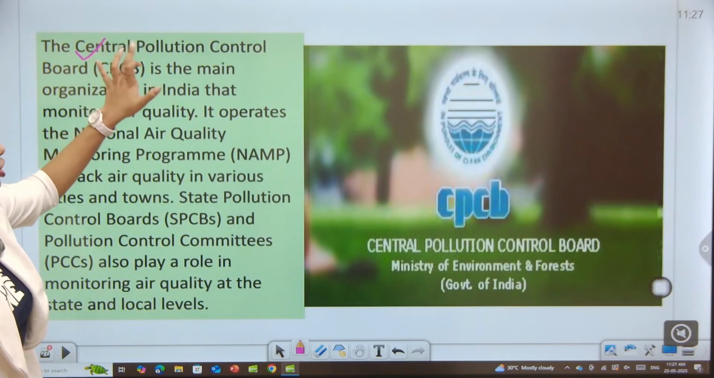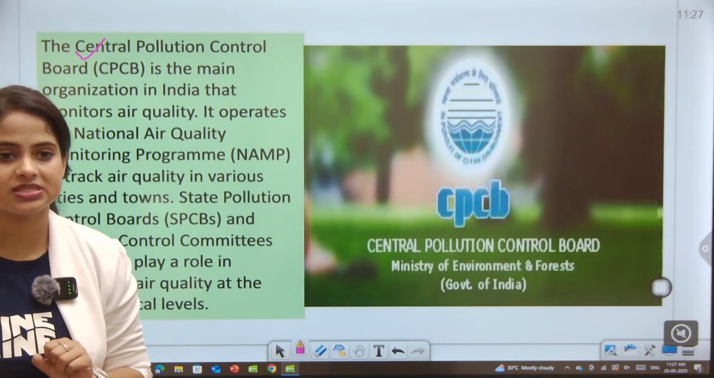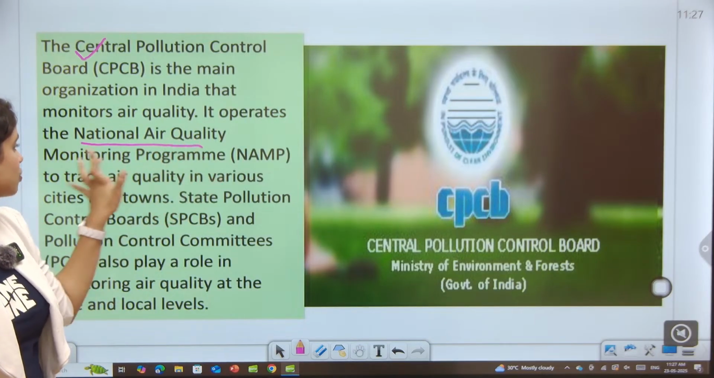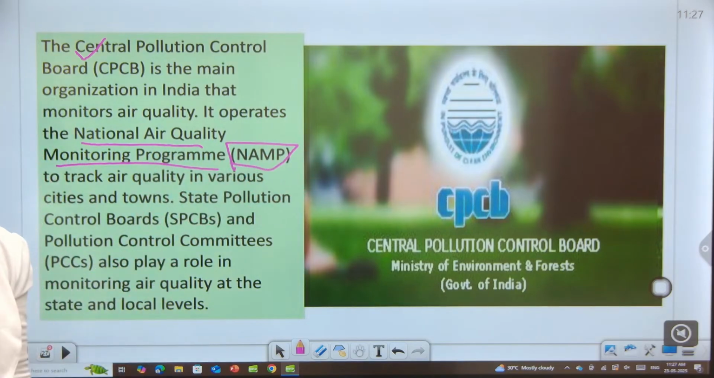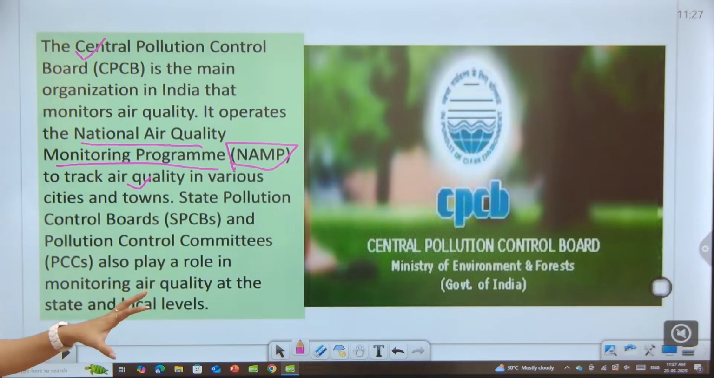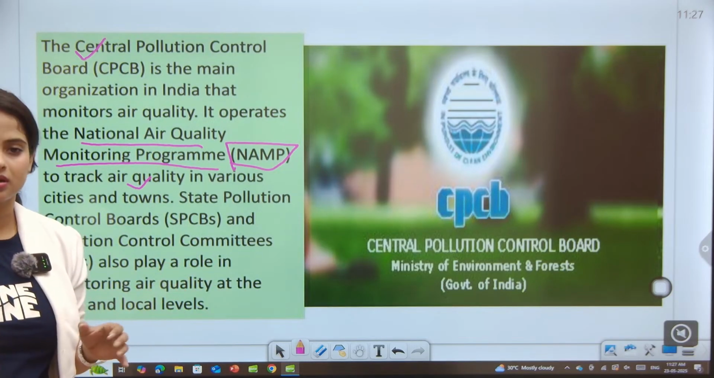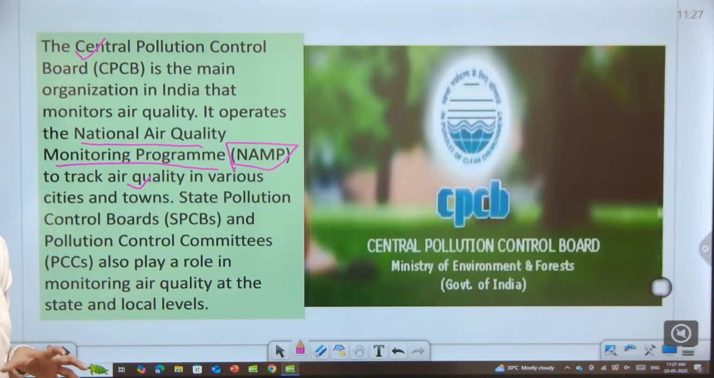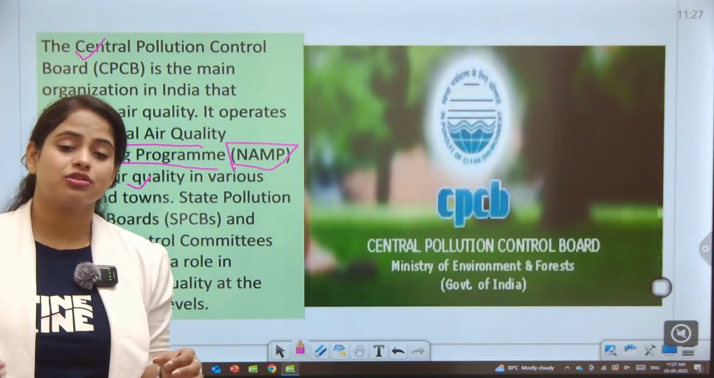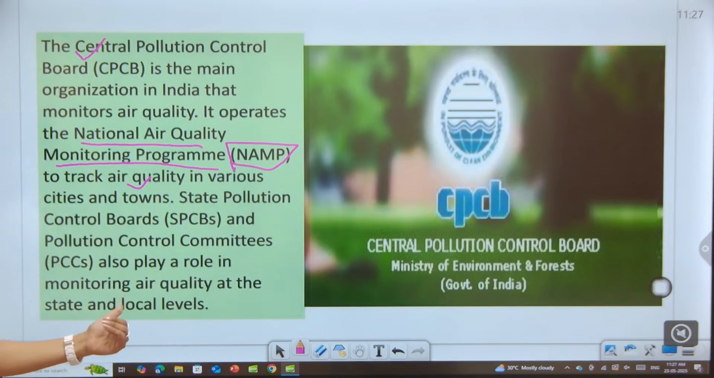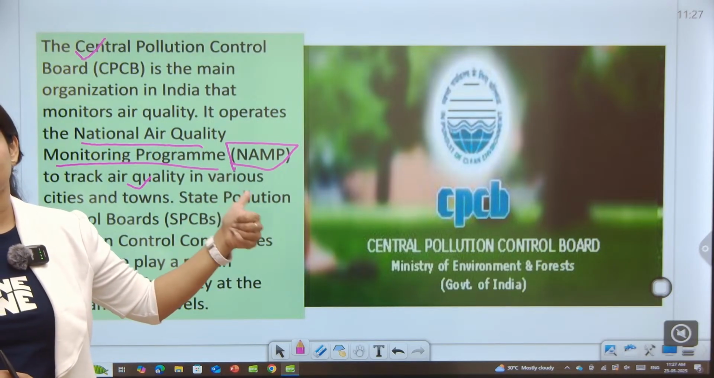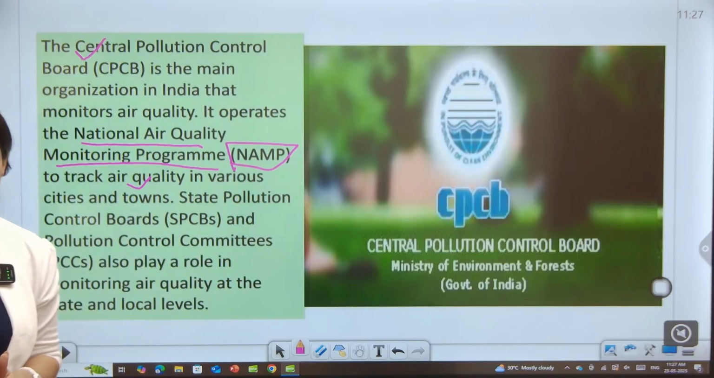The Central Pollution Control Board stands for CPCB. It is the main organization in India that monitors air quality. It operates the National Air Quality Monitoring Program, the NAMP, to track air quality in various cities and towns. The State Pollution Control Board, the SPCB, exists in each state, and Pollution Control Committees, the PCCs, also play a role in monitoring air quality at the state and local levels. So keep the levels in mind. First the PCC, the Pollution Control Committee, then the State Pollution Control Board, then the National Air Quality Monitoring Program, or the Central Pollution Control Board. Okay.